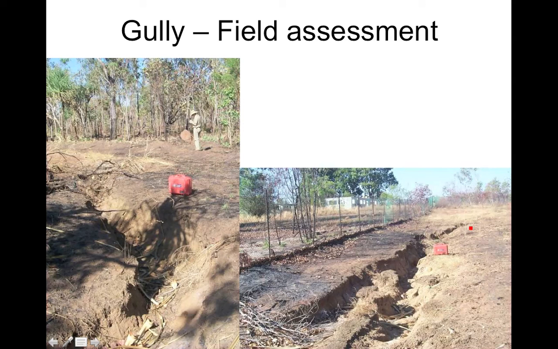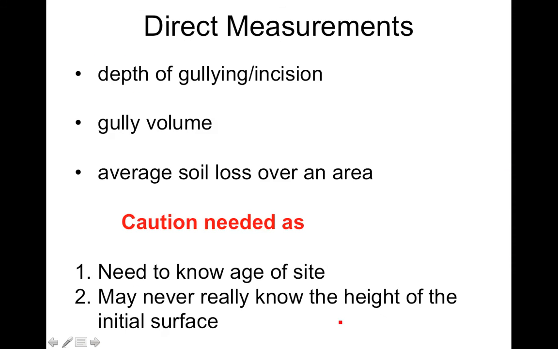And then you can estimate how much total volume of sediment was lost. So, like I said before, you can measure the depth of gullying, the gully volume. If you have a number of gullies in a different area, you can estimate the average soil loss across an area, but you need to know the age of the site. And you actually may never really know the height of the initial surface.